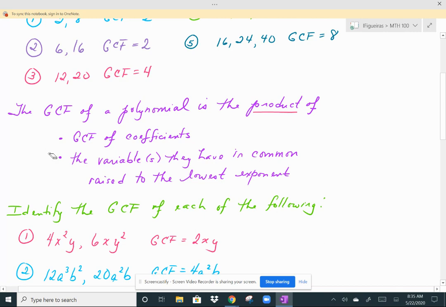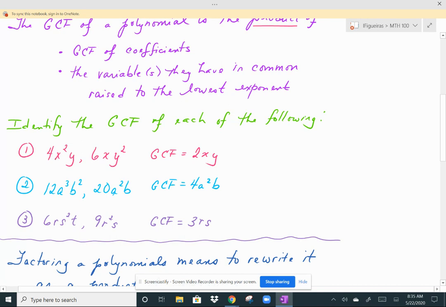All right, so let's look at some examples of identifying the GCF of variable expressions. So here, number 1, I have 4x squared y and 6xy squared. So if I follow the two elements that I mentioned above, the GCF of the numbers 4 and 6 is 2, and they have x's in common. X raised to the lowest exponent is just x, seen here, and y is also in common. Raised to the lowest exponent is y, seen here. So your GCF is 2 times x times y.